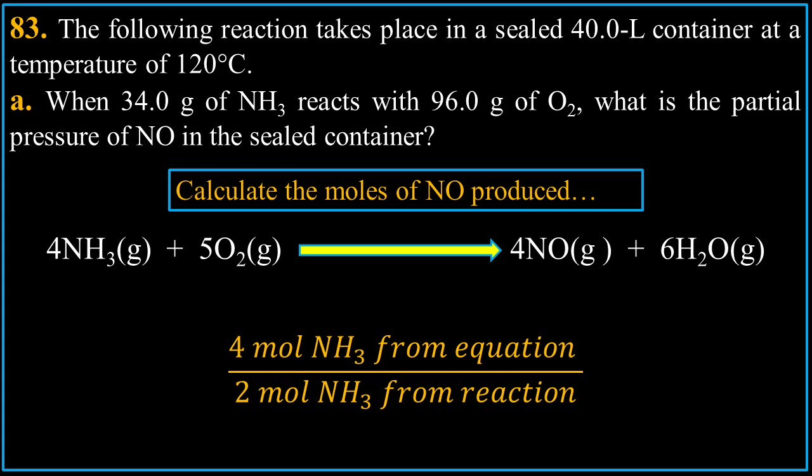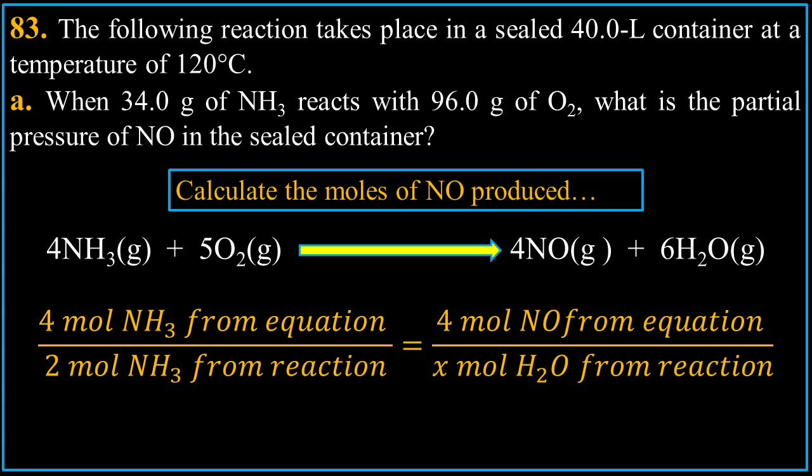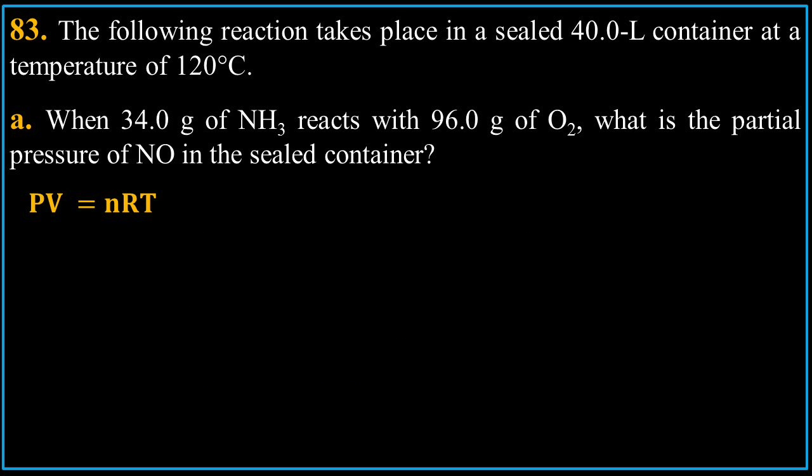So in other words, 4 moles of ammonia is to 2 moles of NH3 as it's 4 moles of NO from the equation, so X equals 2. Okay, good. So far that's 2 moles. Now, PV equals nRT.